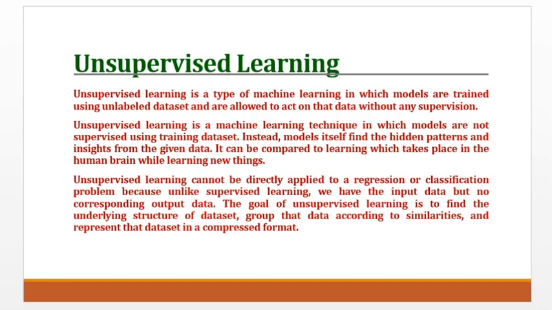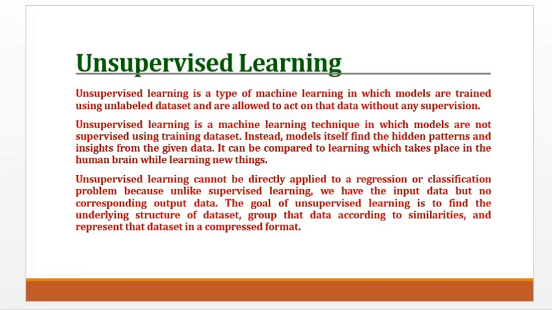Moving on to unsupervised learning. Unsupervised learning is a type of machine learning in which the models are trained using an unlabeled data set, and in this case the models are allowed to act without any particular supervision. Unsupervised learning explores the structure of the data and identifies a pattern or relationship. This type of learning does not have any predefined labels. The algorithm groups or clusters similar data points based on inherent patterns.